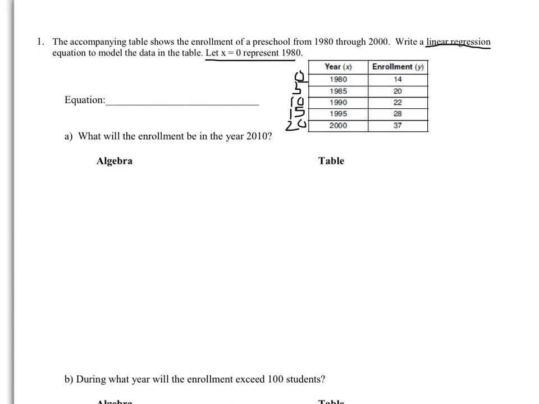After doing that, I'd be able to find my m and my b value. So here, I found in my graphing calculator that y was equal to 1.08x plus 13.4. Now that I have my equation written, it's important that we always rewrite the equation of my regression. Now the question asks us, what will the enrollment be in the year 2010? So what I need to find is what input value that would be. The year 2010 would be 30 years after 1980.